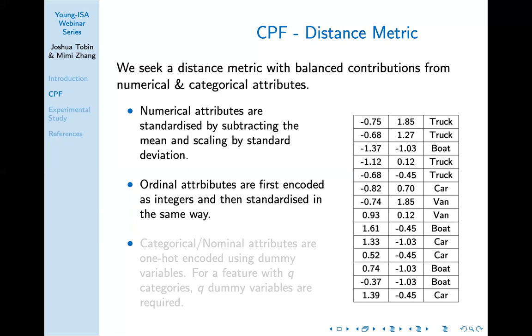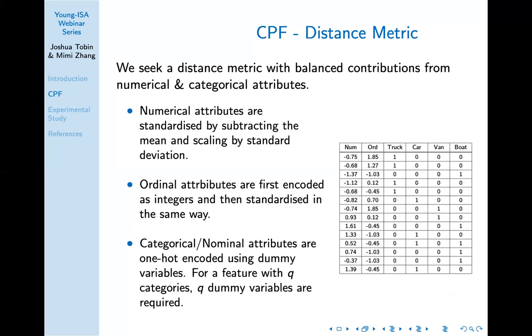And then for the categorical or nominal attributes, we one-hot encode them. So that means that for every category in the original categorical variable, we have a new binary 1-0 variable for the category. So you can see in the toy example, which I did here, we have truck, car, van, and boat. So for each of the 4 categories which we had, we now have a new variable.